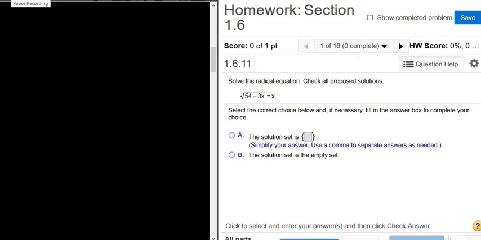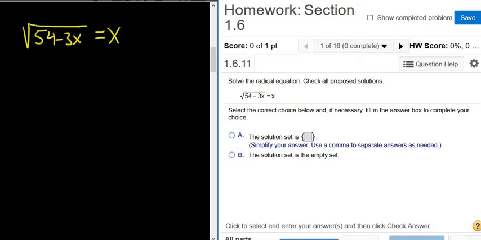Solve the radical equation, check all proposed solutions. So we have the square root of 54 minus 3x, and that's equal to x. Whenever you have an equation with square roots and you solve it, it's really important to check the answers.